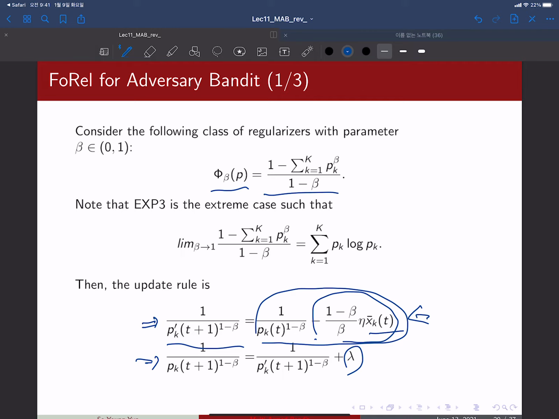There is some chance that this subtraction can make this value negative. When this value is negative, p prime_{k,t+1} to the power of minus beta is a little bit weird, right? p prime_{k,t+1} is not well defined in some cases. But it is still okay.